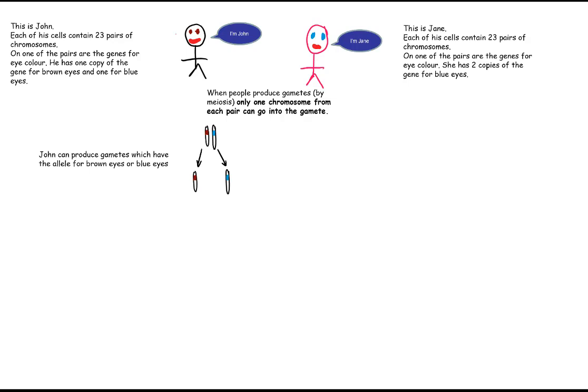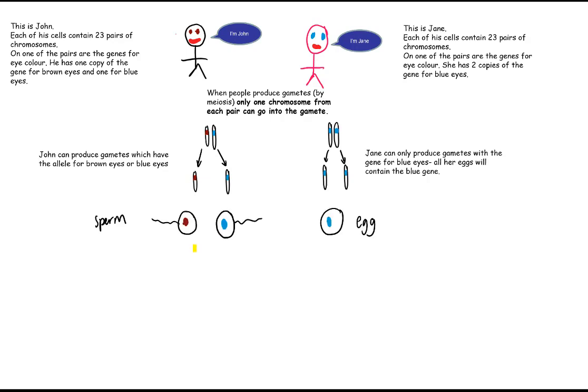And this is Jane. And each of her cells contain 23 chromosomes. Again, on one of the pair of genes are the genes for eye colours. This time, because she's got blue eyes, she has to have 2 copies of the recessive allele, or the blue allele. Now remember, when people produce gametes by meiosis, only one chromosome from each pair can go into the gamete. This time, because John has a brown-eyed gene and a blue-eyed gene, he can actually produce gametes which contain a brown gene or a blue gene. But Jane, because she's only got blue eyes and blue-eyed genes, all her eggs will contain the blue gene.